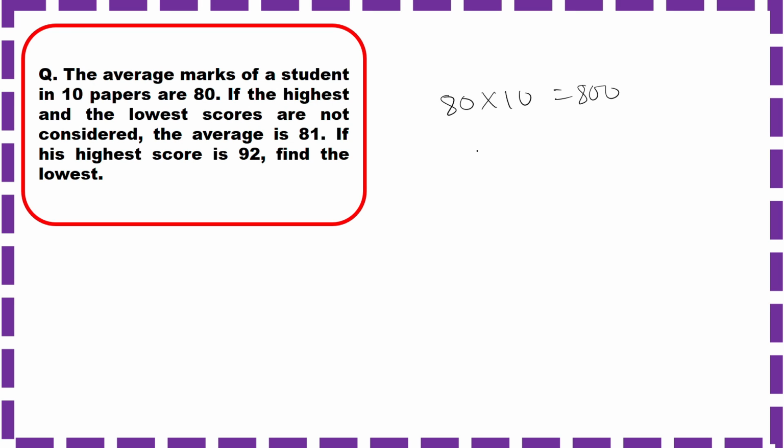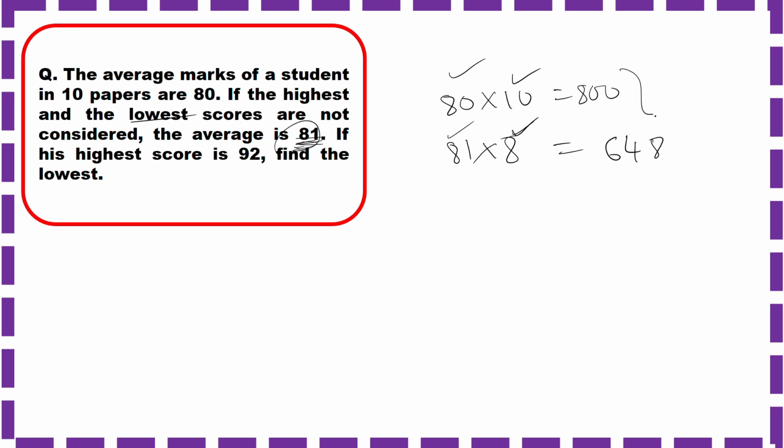So the total marks except the highest and lowest marks, this is the 81. 81 is the average by excluding the lowest and highest scores. So 81 is the new average. How many papers are excluded? 2 papers. One is the highest scored paper. The second one is the least scored paper, right? So 81 into 8. In the first case we had 10 papers. In the second case we had 8 papers. The averages are 80 and 81 respectively. So 81 into 8 will be equal to 648.